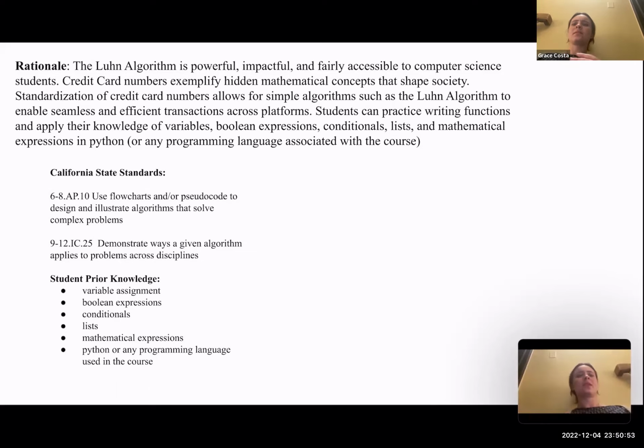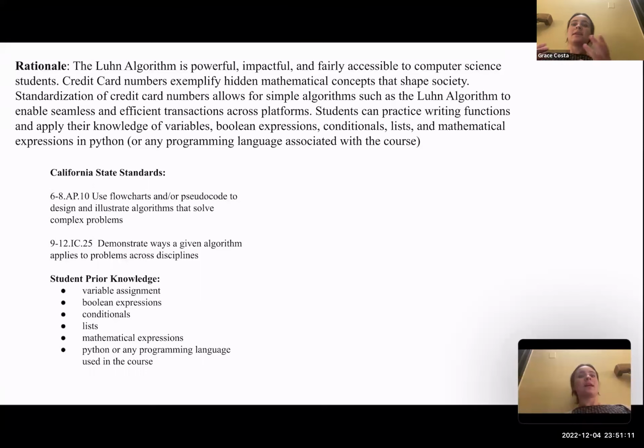So the Luhn algorithm is used to validate credit card numbers, and it's a very impactful and powerful algorithm used to validate credit card numbers and a variety of identification numbers, and it's fairly accessible to computer science students.